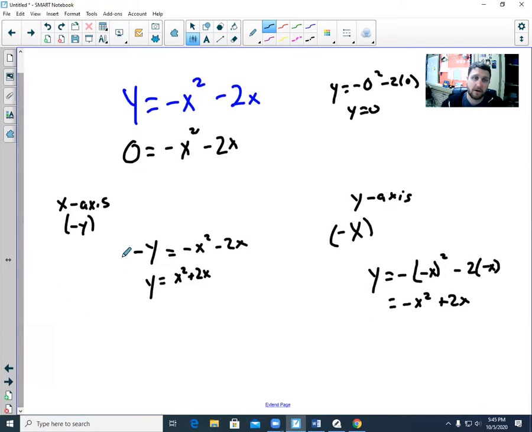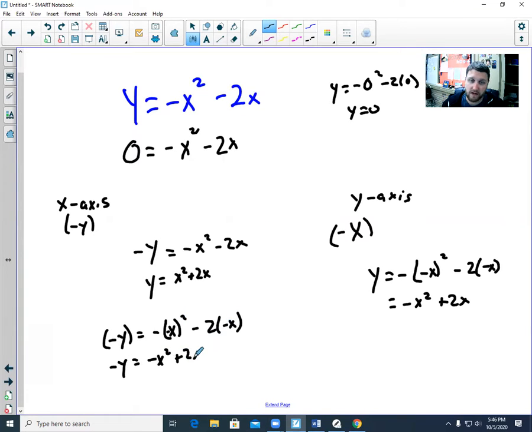So if I want to test for the origin symmetry, I'm going to plug in negative y for y, and I'm going to plug in negative x for x, everywhere where I see an x, and I'm just going to simplify to see what I can simplify it down to. So I'm going to have negative y equals negative x squared, which becomes negative x squared, and then negative 2 times negative x will be positive 2x.